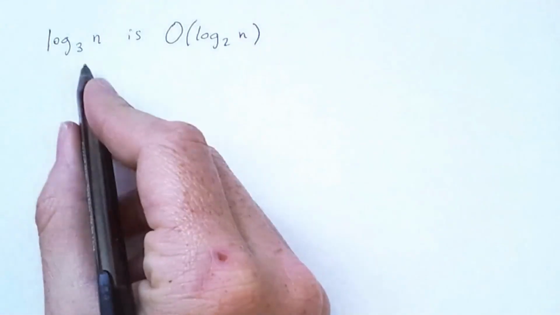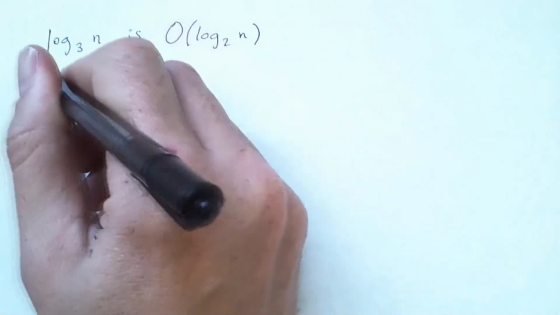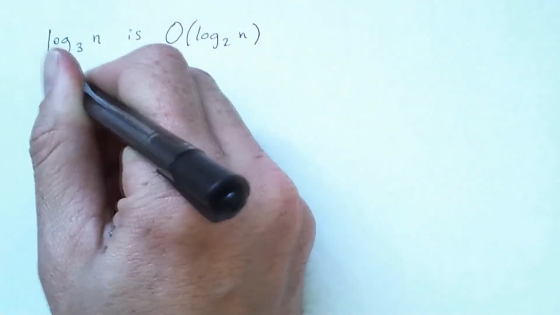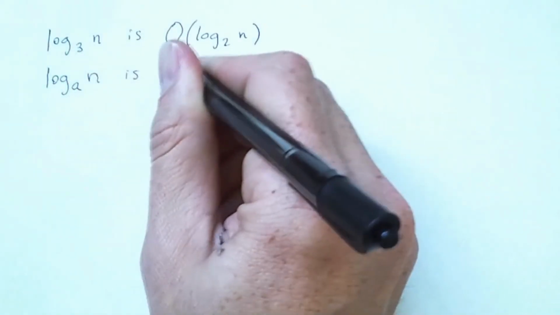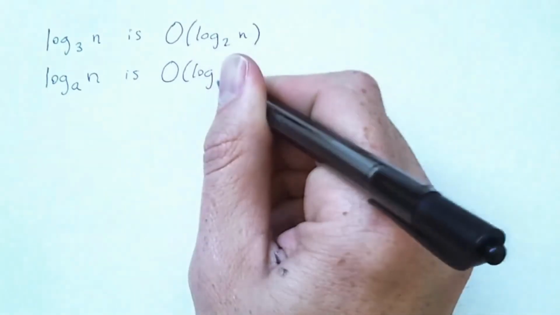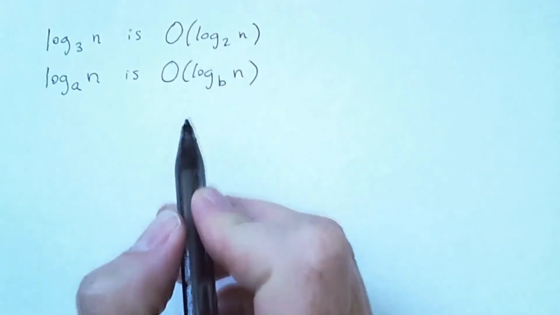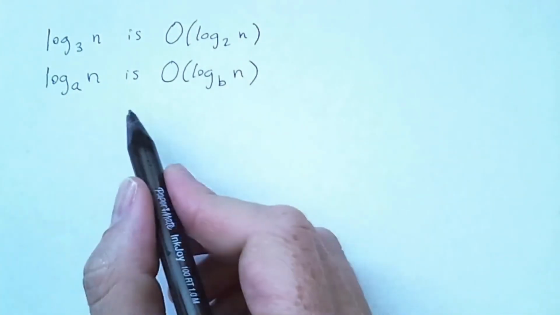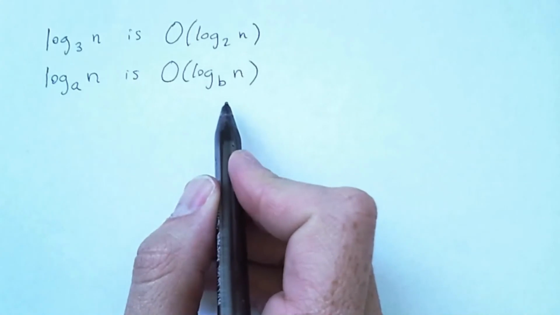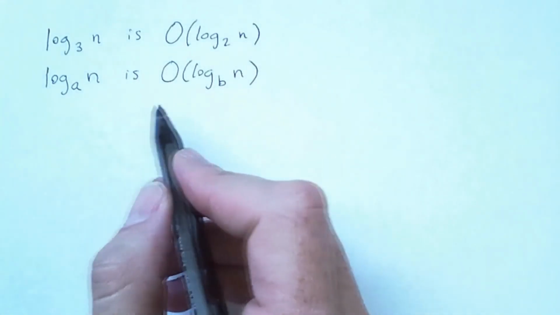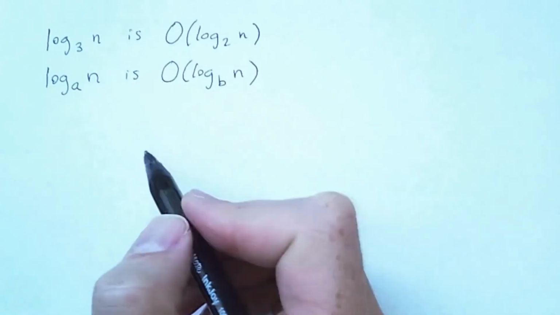So why is log base 3 of n O of log base 2 of n? Well, this actually relies on an even more general fact that log base anything of n is O of log base anything else of n. So keep in mind that a and b here are both constant numbers. But what this means is that a could be 3 and b could be 2. It also means that a could be 2 and b could be 3. So log 2 of n is O of log 3 of n, but it's also true in the opposite direction, which is kind of weird, but we're going to prove it.